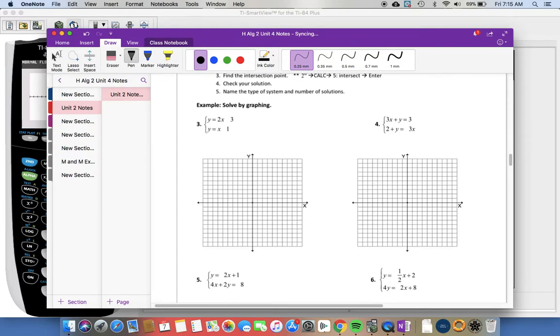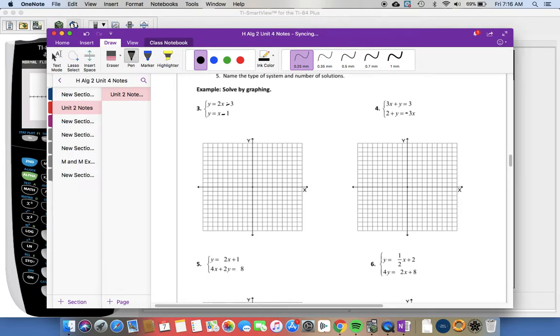Once again, it looks like there's a couple negatives missing in some places here. Let's go ahead and add those in. For number 3, 2x minus 3 and x minus 1. For number 4, 2 plus y should be equal to negative 3x.